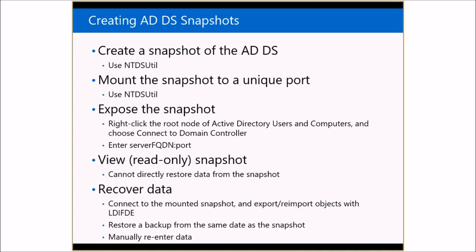To expose the snapshot, we can just use Active Directory Users and Computers and interact with this mounted snapshot. It's read-only. You cannot directly restore from this snapshot, but you can go in and look at what information is in that snapshot. And if you really want to recover an object, you can do it one of two ways. You can just see what's there and recreate it, or you can use the LDIF export and import options to export out of this Active Directory and import it into your normal Active Directory. Okay.